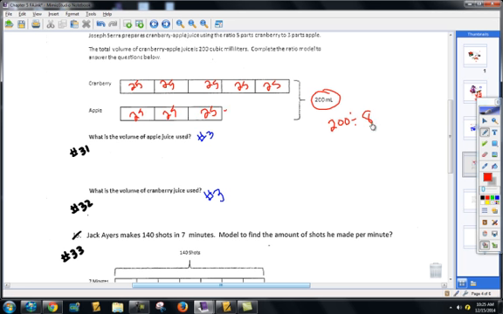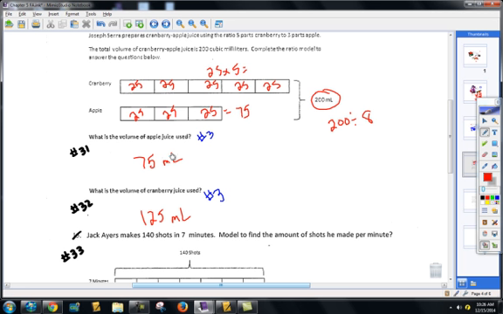Okay. How much apple juice do you have? Well, 25 times 3 would mean 75 milliliters. Okay. What is the volume of cranberry? Well, it's going to be 25 times 5, which is going to be 125 milliliters. Everybody agree with that? Could you also have used proportions here?